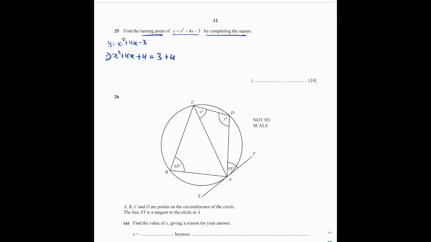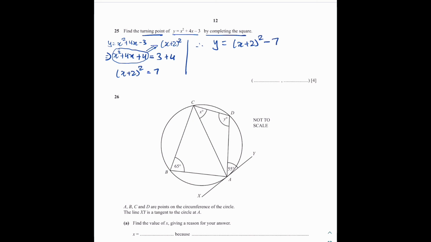So this might look familiar to you. That is the x plus 2 squared. That's just x plus 2 the whole squared. So you can just do that. X plus 2 the whole squared equals 7. So you can just get your answer right there. X plus 2 the whole squared minus 7 is equal to y.